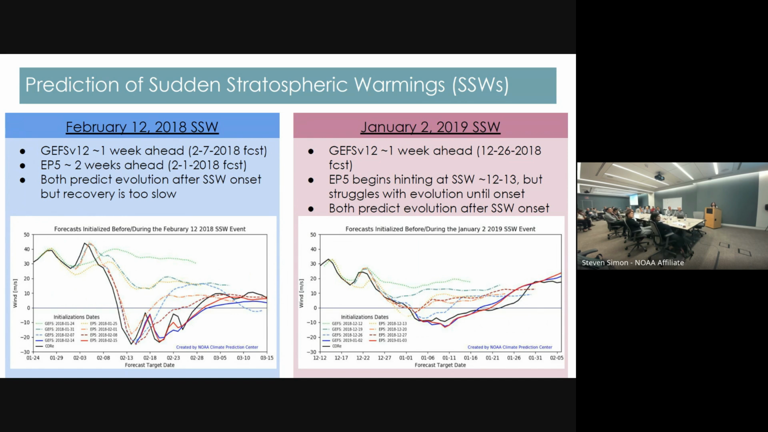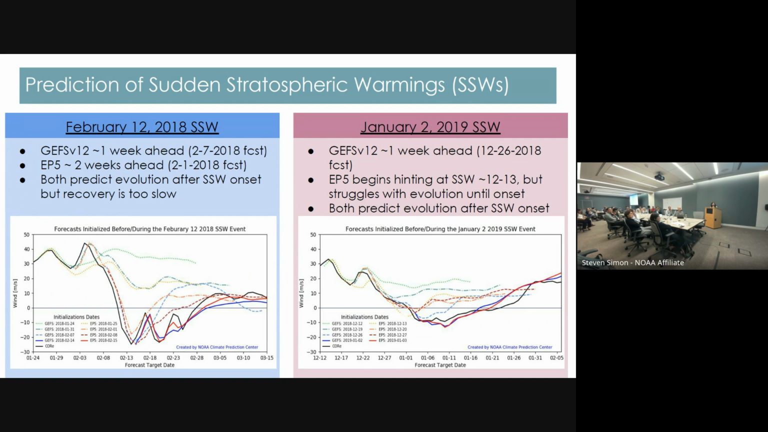For the 2019 case, which happened just after the first of the year, GEFS starts getting it about a week ahead of time. EP5 is all the reddish colors. You can see that even as early as the 12-13 forecast, it's starting to get it. It struggles with it, though. It's not as strong as it should be. This could be related to the fact that there is still a bit of a westerly wind bias there. But you can see once the SSW has occurred, with the red and the blue lines, both GEFS and EP5 are able to get it.